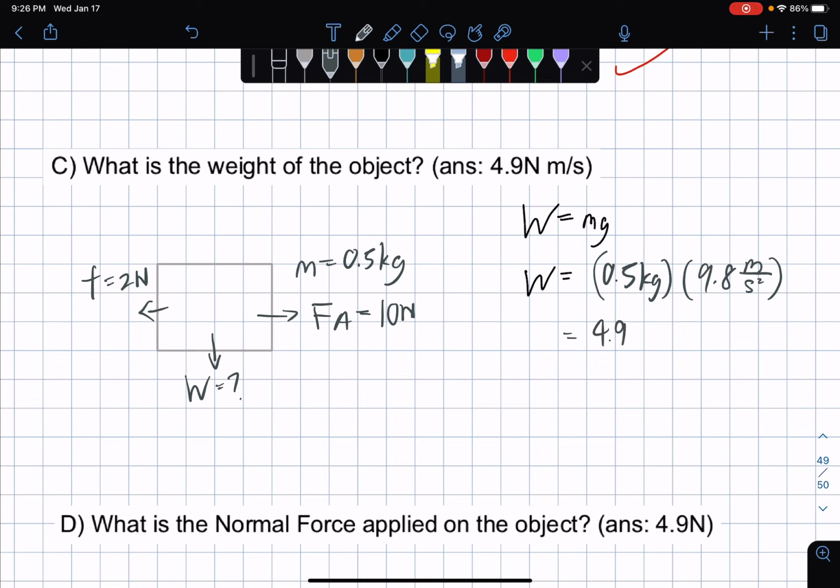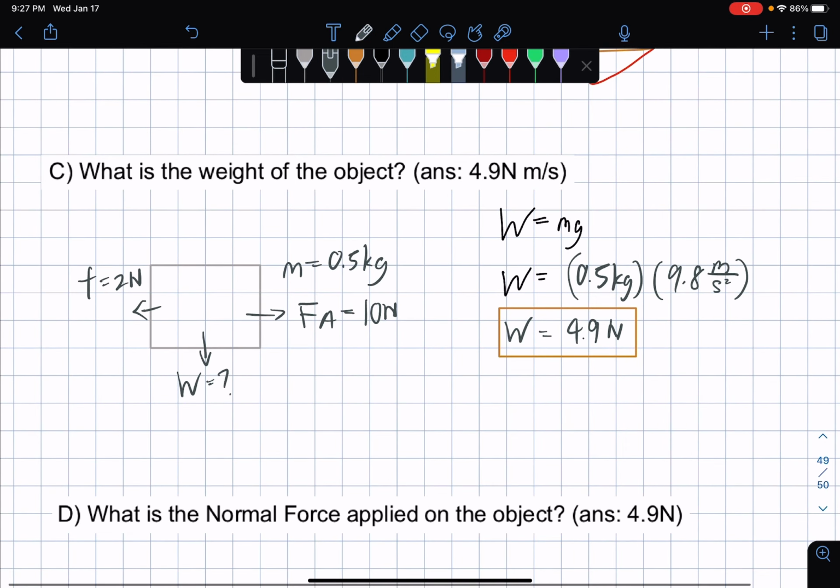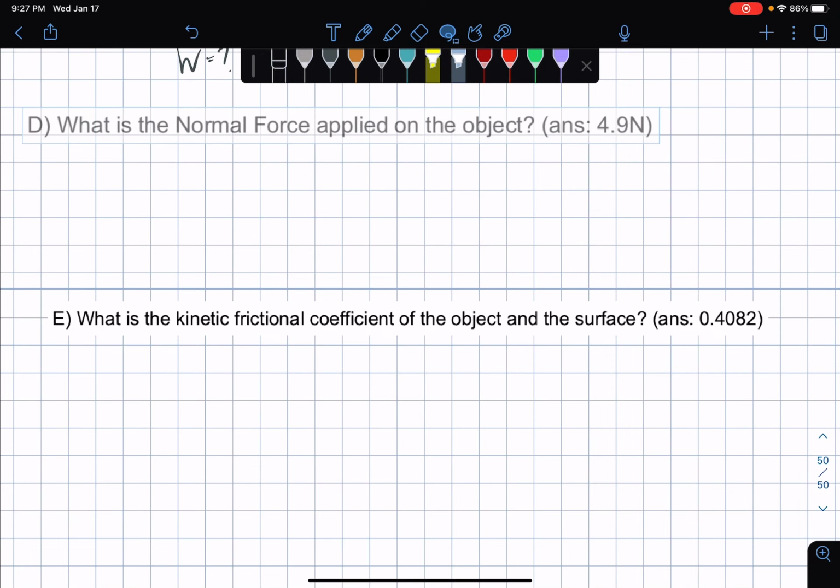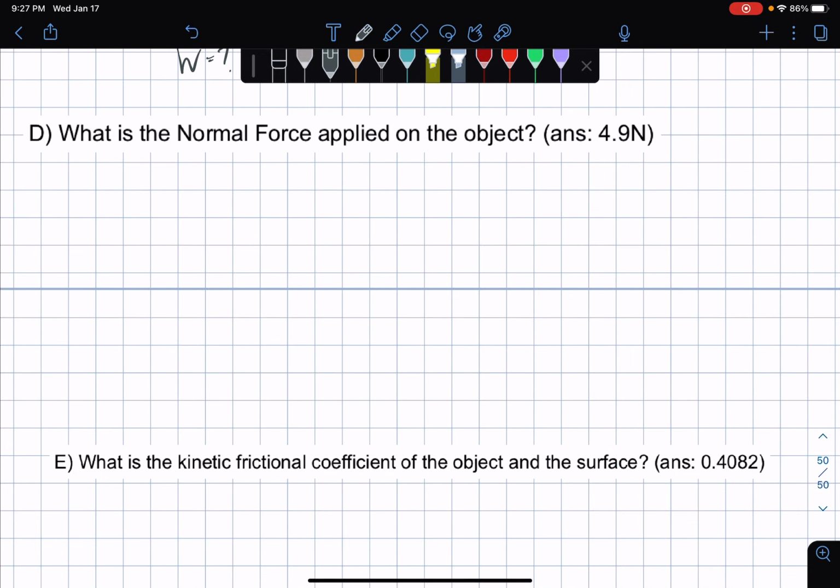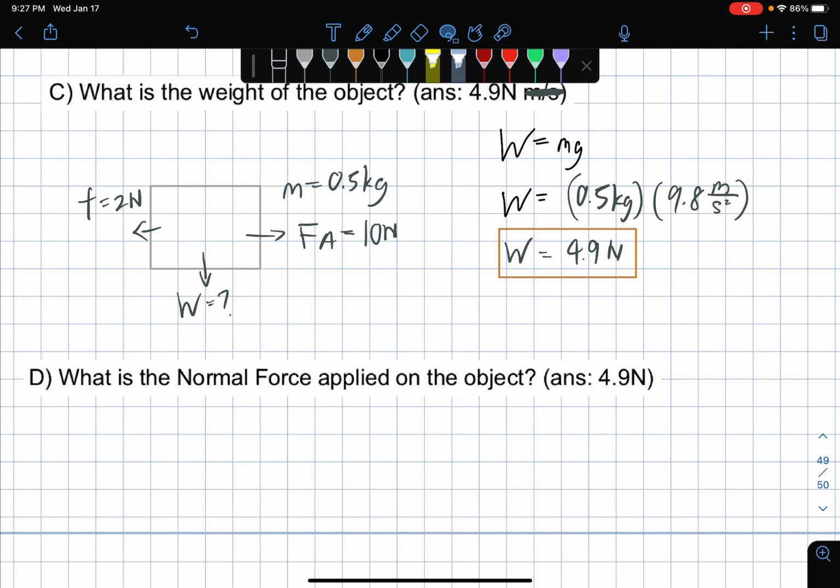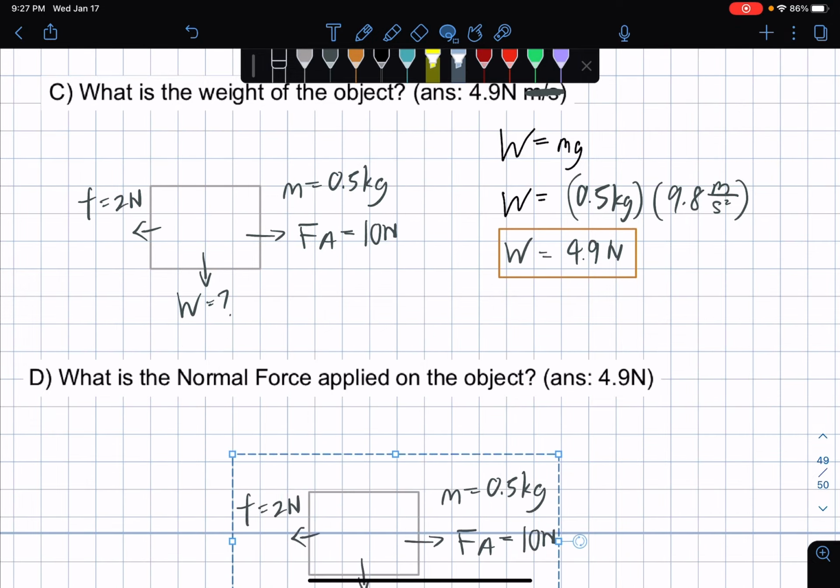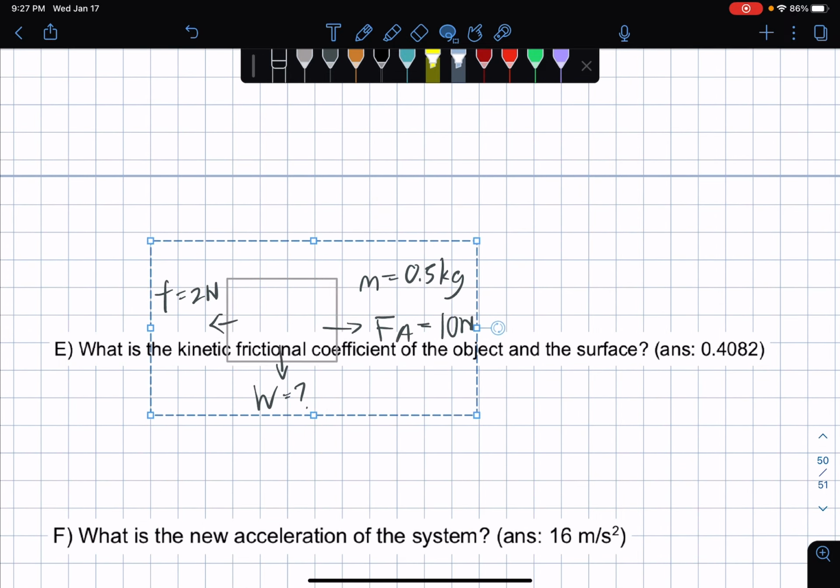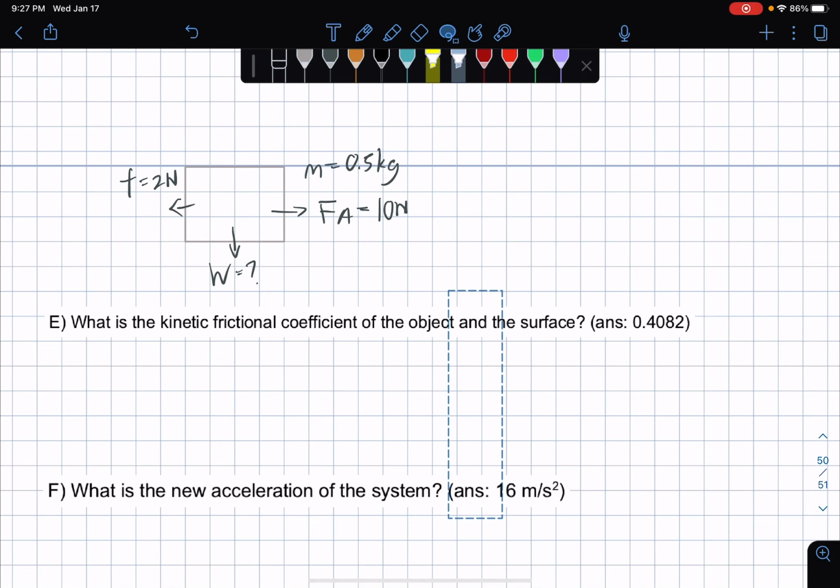And then the unit for weight is, I know it's newtons, but why is it meters per second? I'll just stick with newtons. I won't write meters per second. Oh wait, it's already said there. I think this is a typo. Anyways, for letter D, what is the normal force applied on the object? You know what? I'll just write it in a new page.